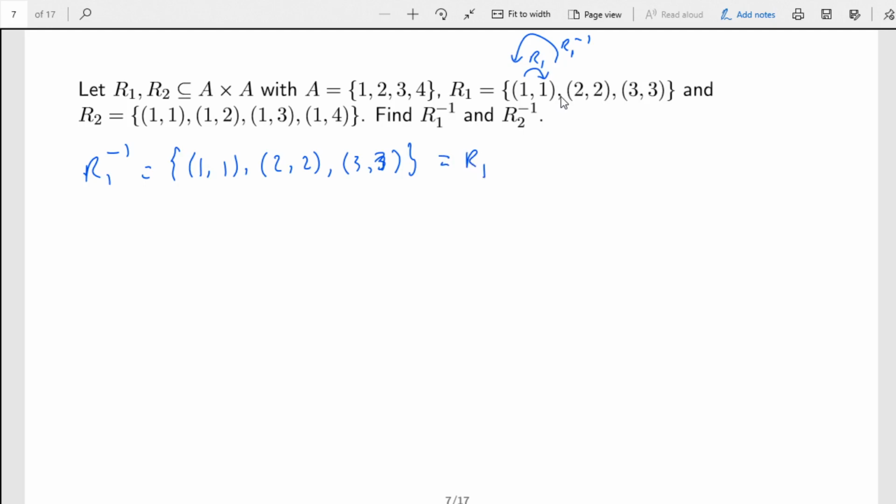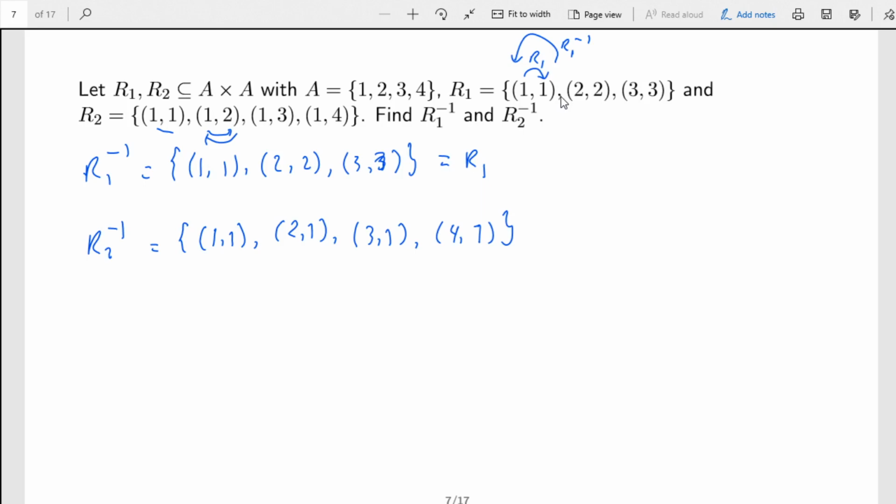Now how about R2? The inverse of R2 is you take the pairs. For example, (1, 1), and you flip the direction, then you get (1, 1) right here. Now how about (1, 2)? Then you flip it, then you get (2, 1), so (2, 1) is here. And similarly, you have (3, 1) and (4, 1). So this is the inverse of R2. In this case, the inverse of R2 is not the same as R2. So it's clear, this is pretty easy.